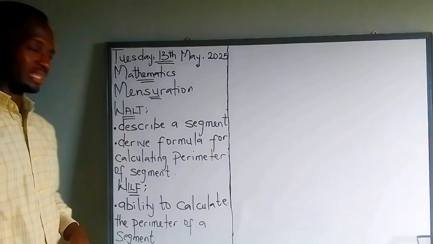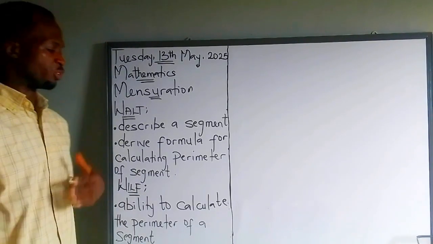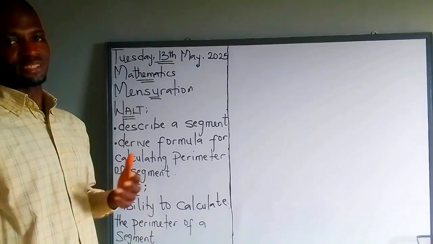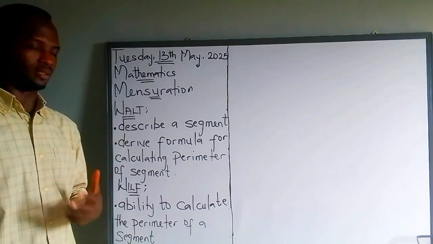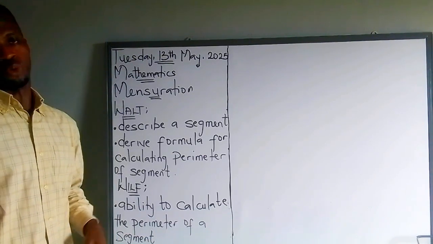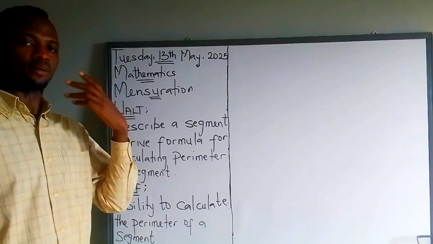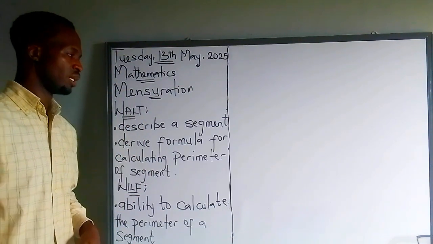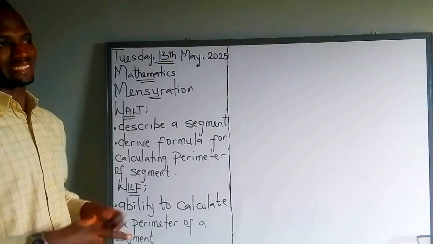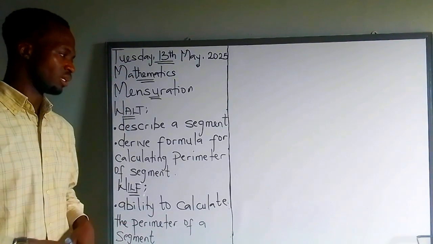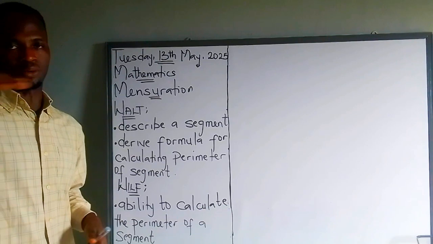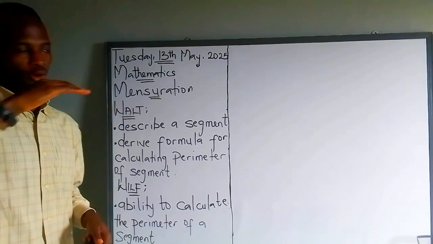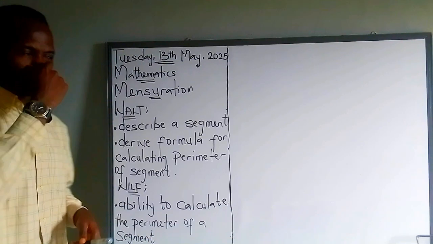Thank you. So in the last session, we saw what a segment is, a segment of a circle or in a circle. Just to refresh your memory, a segment is simply a figure that is bounded by a chord and an arc. A chord and an arc.